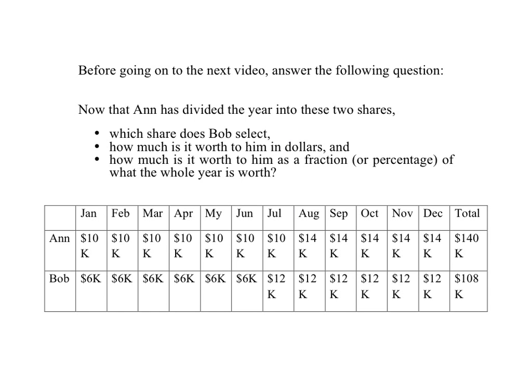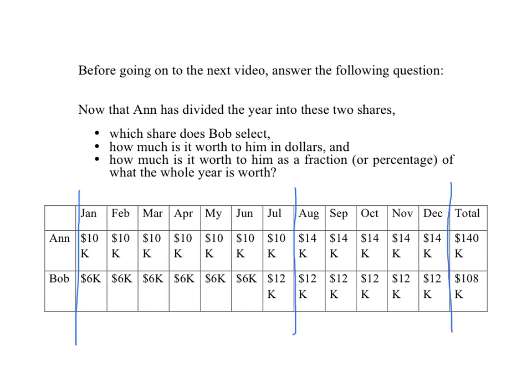Before going on to the next video, please answer the next question, which is essentially just carrying out the next stage of the divider-chooser method. So now that Anne has divided the year into these two shares, one going from January 1st to July 31st, and another going from August 1st through December 31st, Bob has to pick one of them in its entirety, and then whichever one he doesn't pick will go to Anne in its entirety.